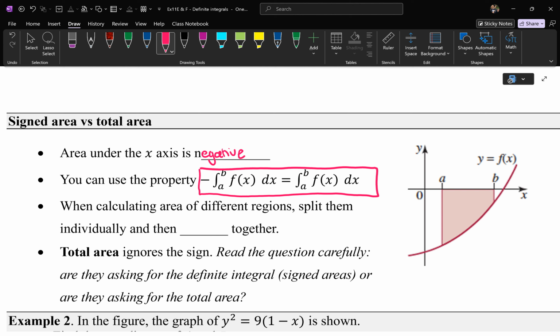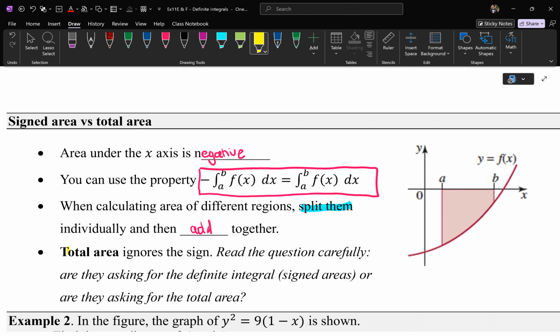You need to split the interval up. So split them up and then add them individually or together. Okay, so when you have ones that go in between, split them up, and then we make them all positive to add them. That's if you're trying to find total area.